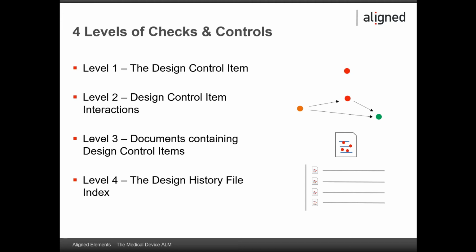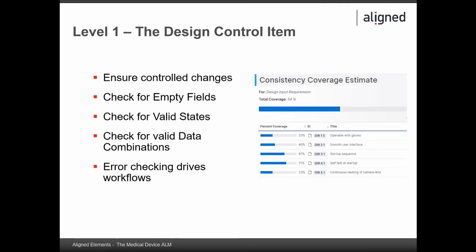So starting out on the individual design control item level, for example, if we start with a single requirement or a single test case or a single risk, the first thing we do is to ensure that all the changes that are made are controlled. So we will never ever again have the problem of not carefully tracking who made the change, when was it made, what was it changed to, and why was it made. So this is automatically tracked. You never need to worry about that. That's always in there.